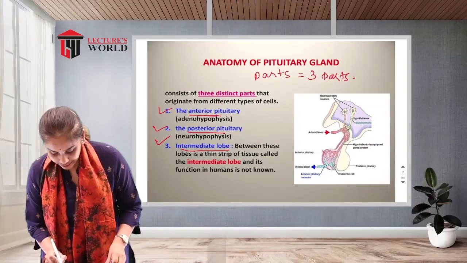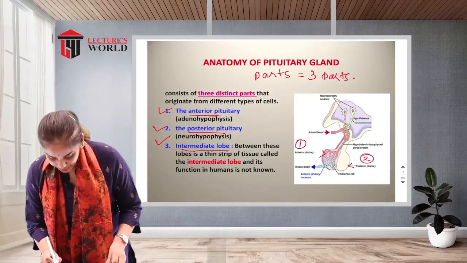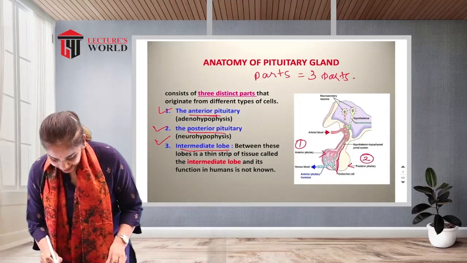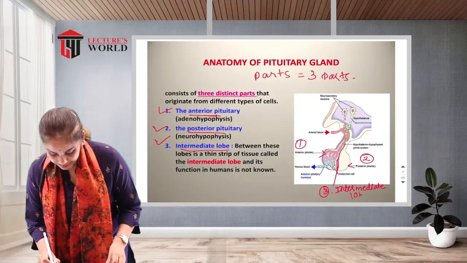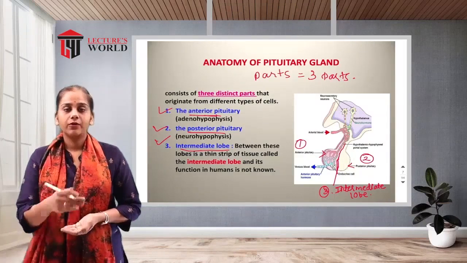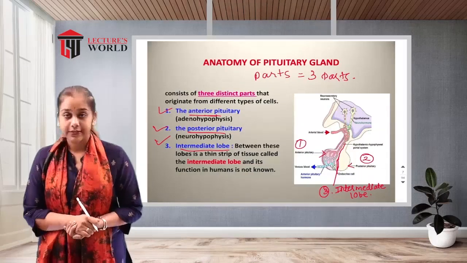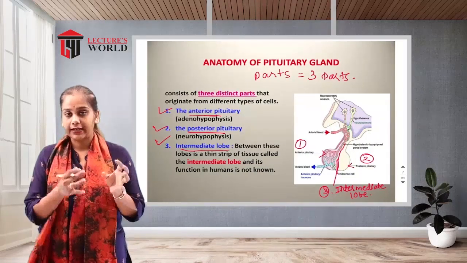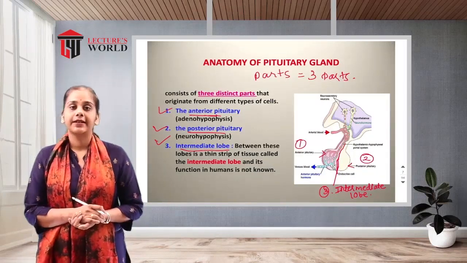This is the anterior pituitary. This is the posterior pituitary, and in the middle portion here there is an intermediate lobe. So three major parts of the pituitary gland: the anterior portion, known as the anterior pituitary; the posterior portion, known as the posterior pituitary; and between the anterior and posterior portion there is a middle portion, known as the intermediate lobe.